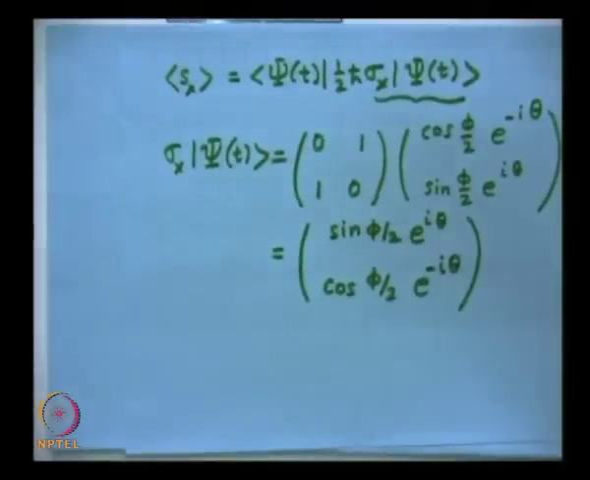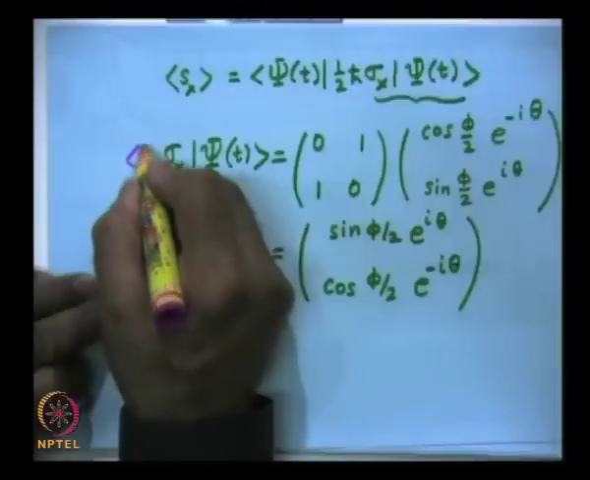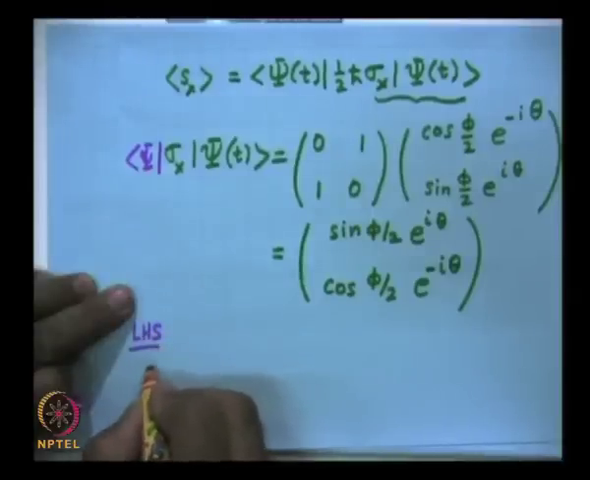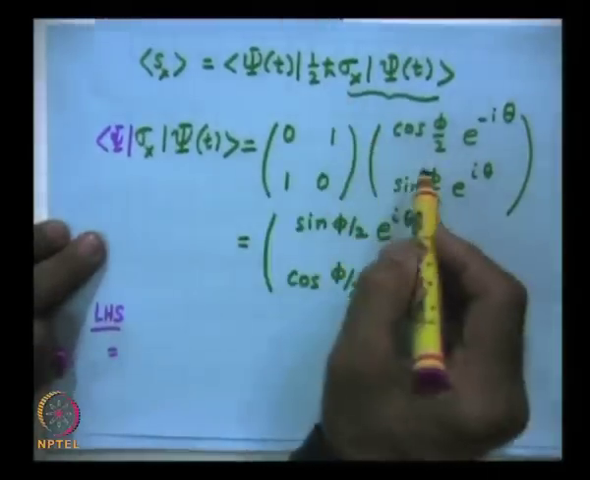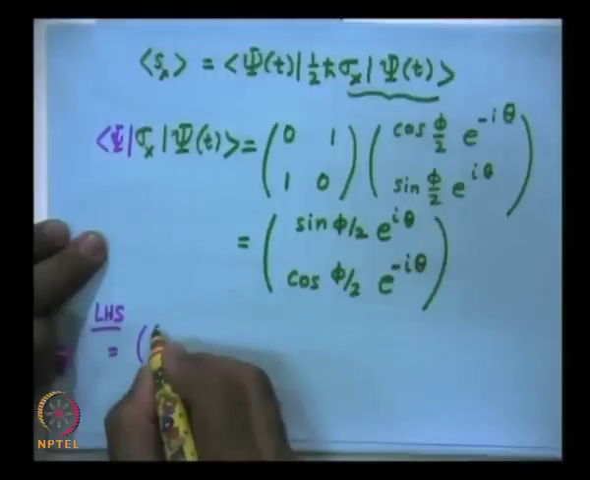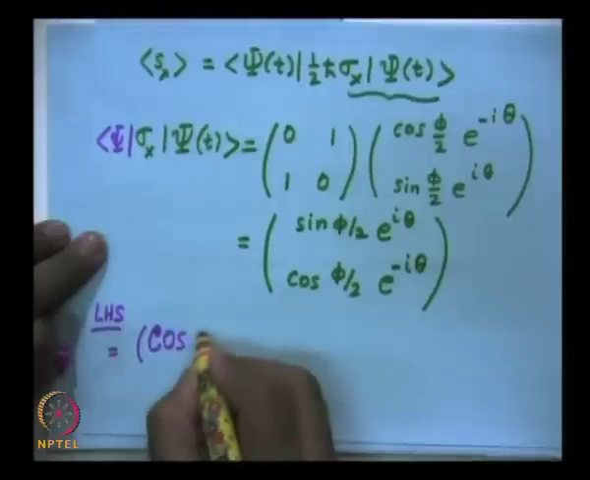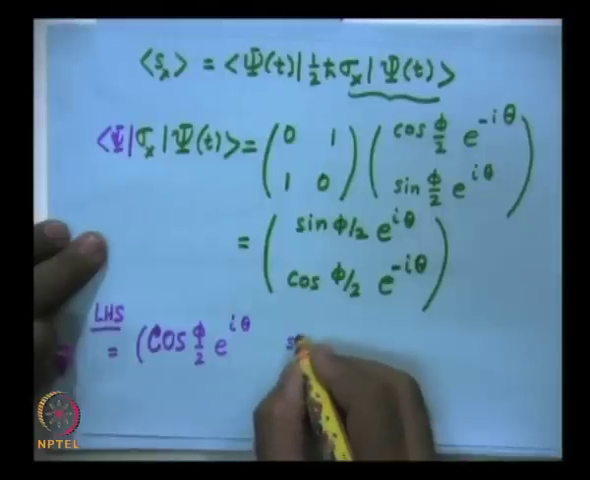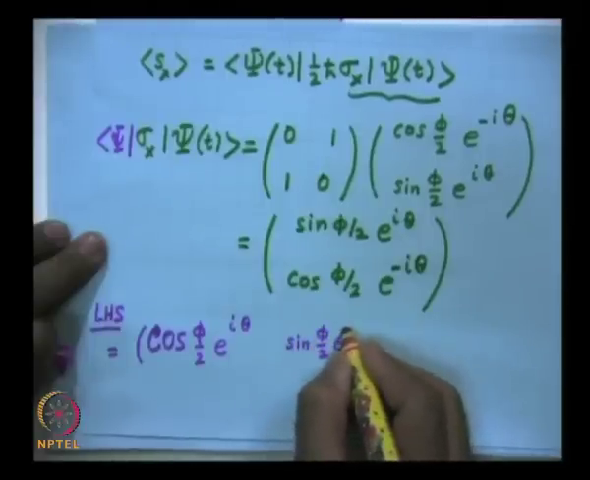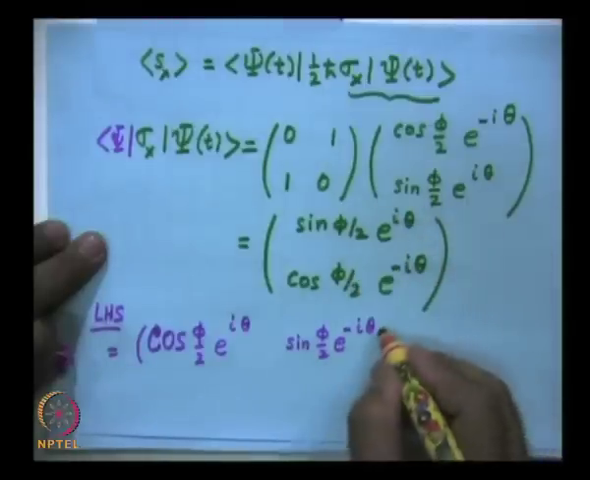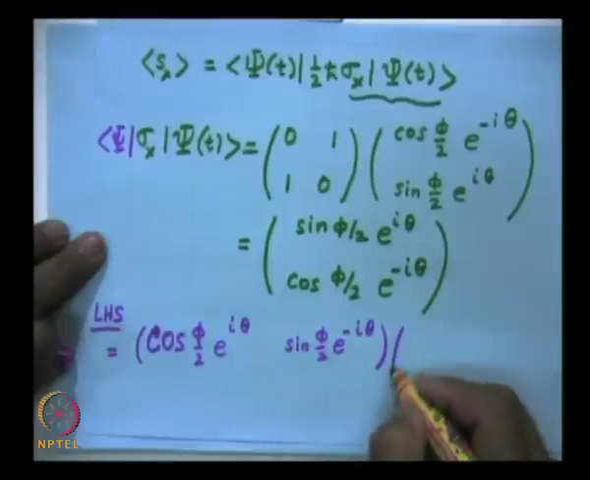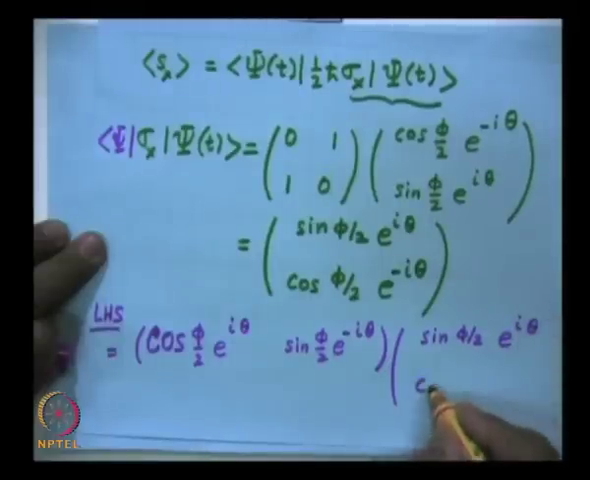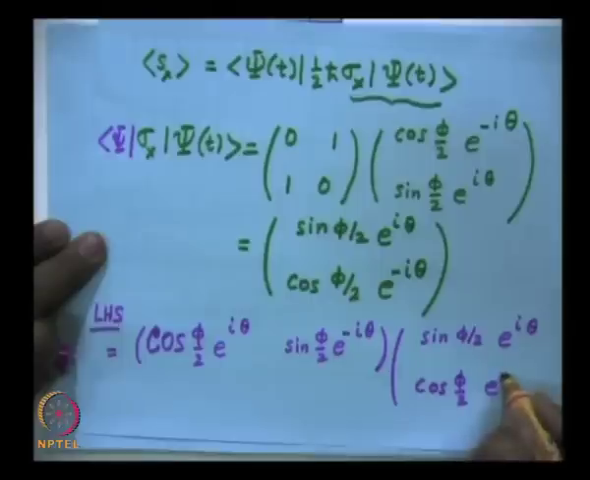Now, I have to multiply by the bra psi t. So, the left hand side will become equal to, the bra will be psi t, so this will be cos phi by 2 e to the power of plus I theta, sin phi by 2 e to the power of minus I theta, conjugate imaginary of this, multiplied by sigma x psi t. So, that is equal to sin phi by 2 e to the power of I theta, cos phi by 2 e to the power of minus I theta.